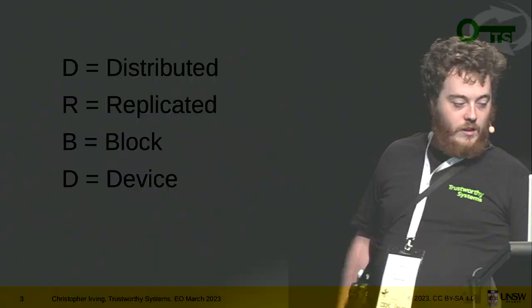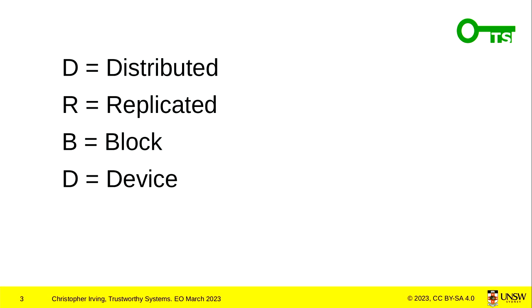DRBD does the work of storing the file system on multiple servers at a time and keeping it consistent across those different servers, and then we use NFS, the network file system protocol, to export those home directories over the network so they can be mounted on whatever machine someone's using. So let's go into some more detail on that.